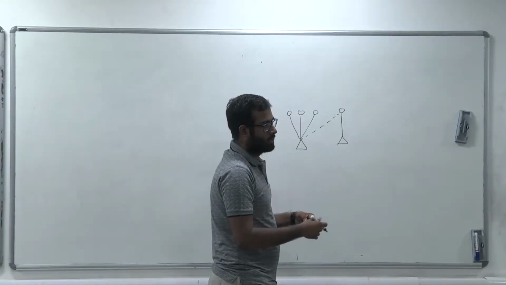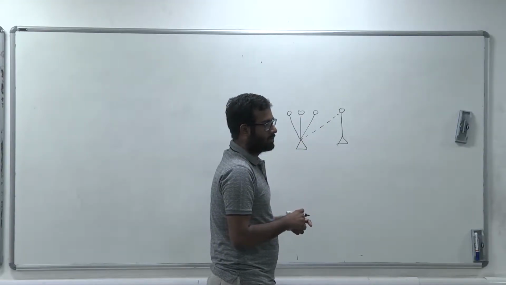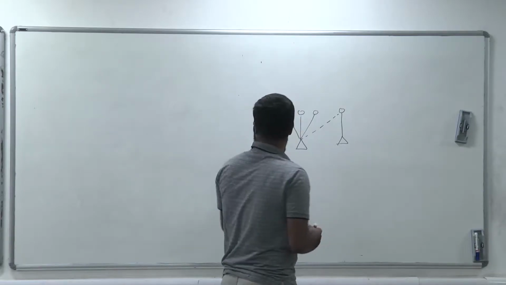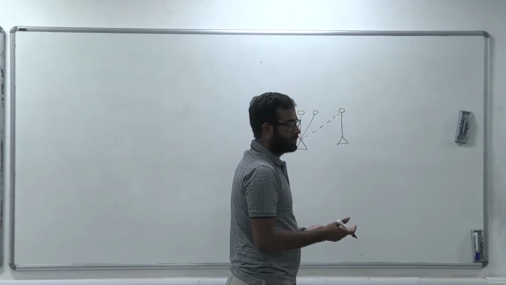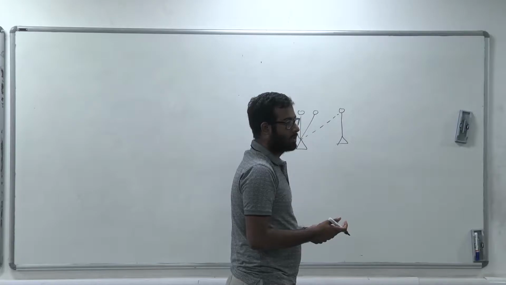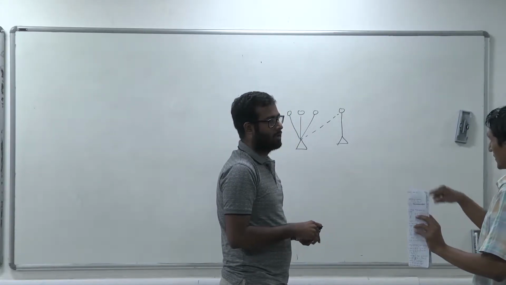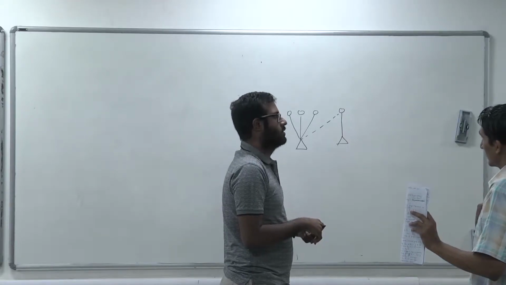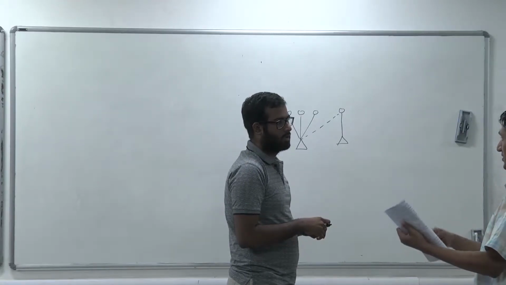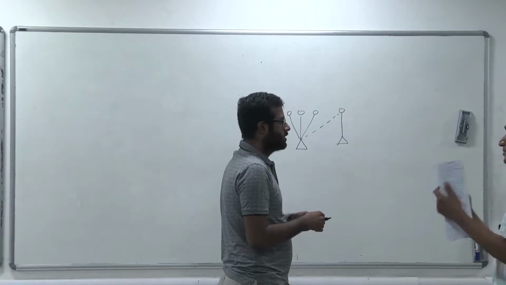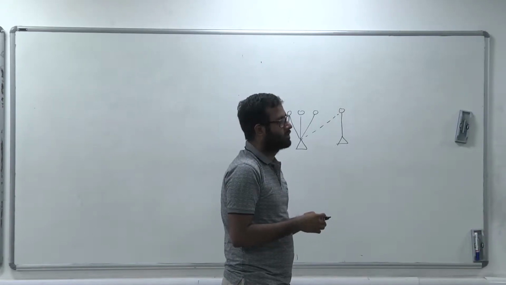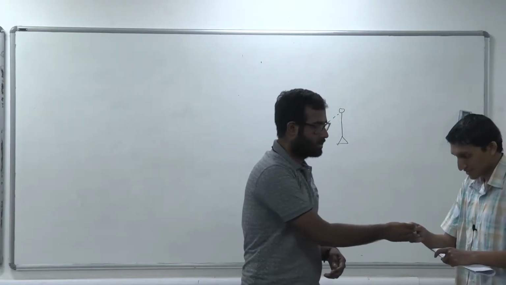Why is this improving? Yeah. No, I'm just saying there exists some pair of agents such that there will be an improving path between them. I'm not saying between every pair of agents there's an improving path. I'm just saying there is some good pair of agents where there is an improving path.